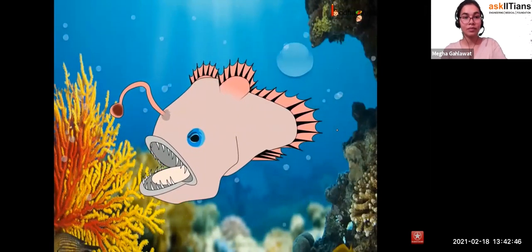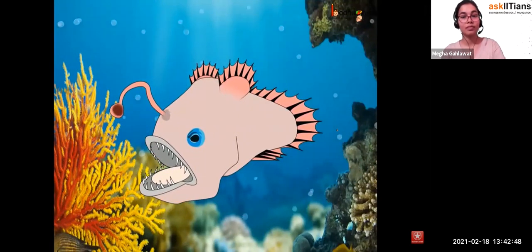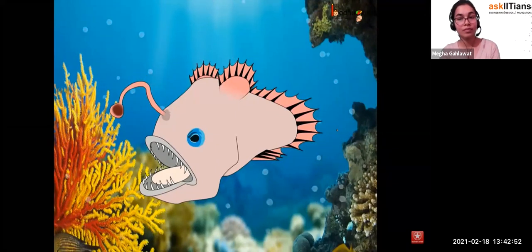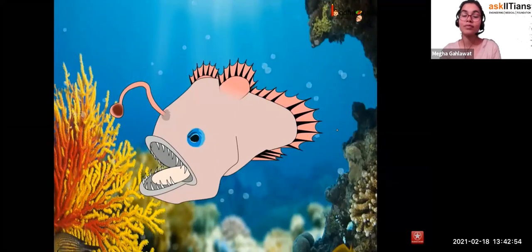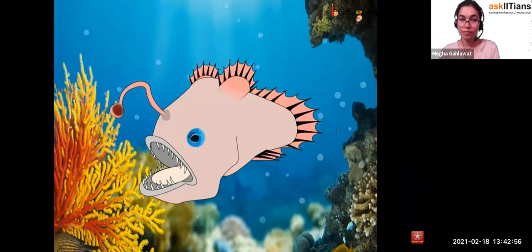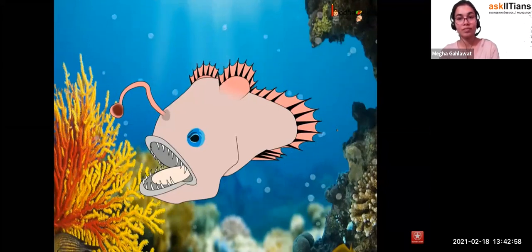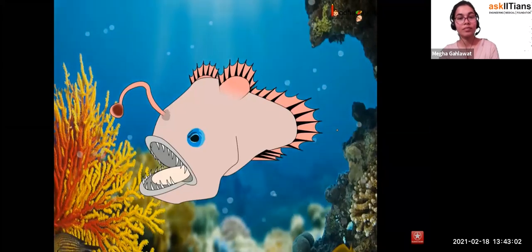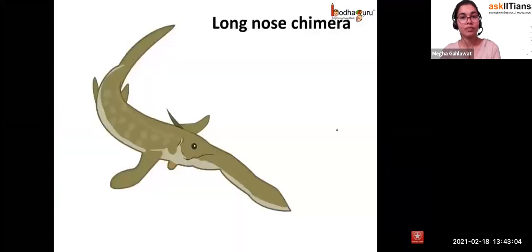The life exists even more than 5,000 feet below the sea level, where sunlight doesn't reach and the temperature is very low. For example, the anglerfish lives at about 3,000 feet depth, and the long-nosed chimera lives at 8,000 feet depth. There are many amazing sea plants too.